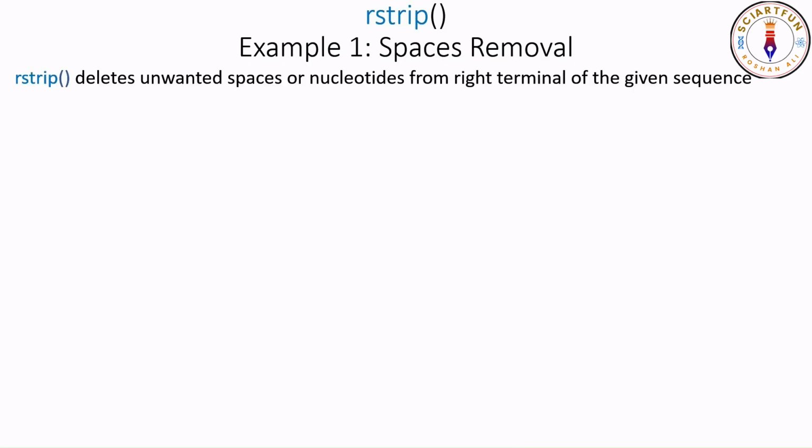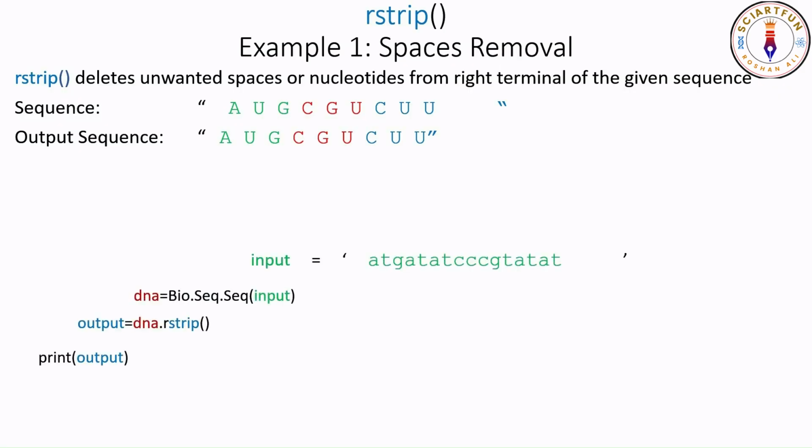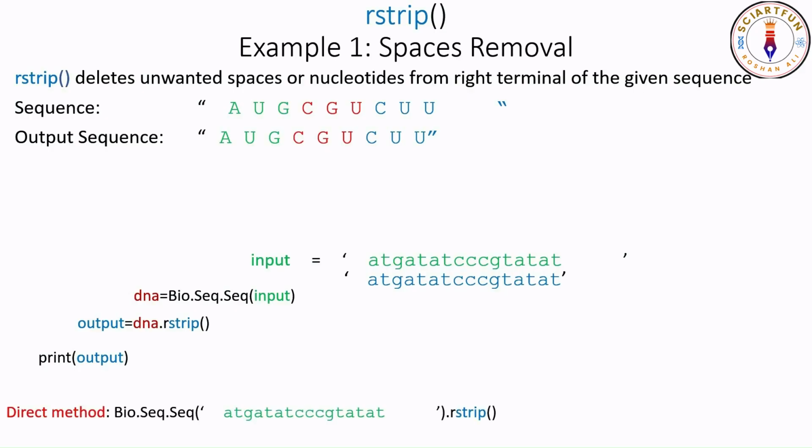Now let's come to the rstrip command. All the steps and the mechanism of action of this command are similar to the last two commands. The only difference is that it strips nucleotides from the right terminal only. It doesn't cut nucleotides from the left side.